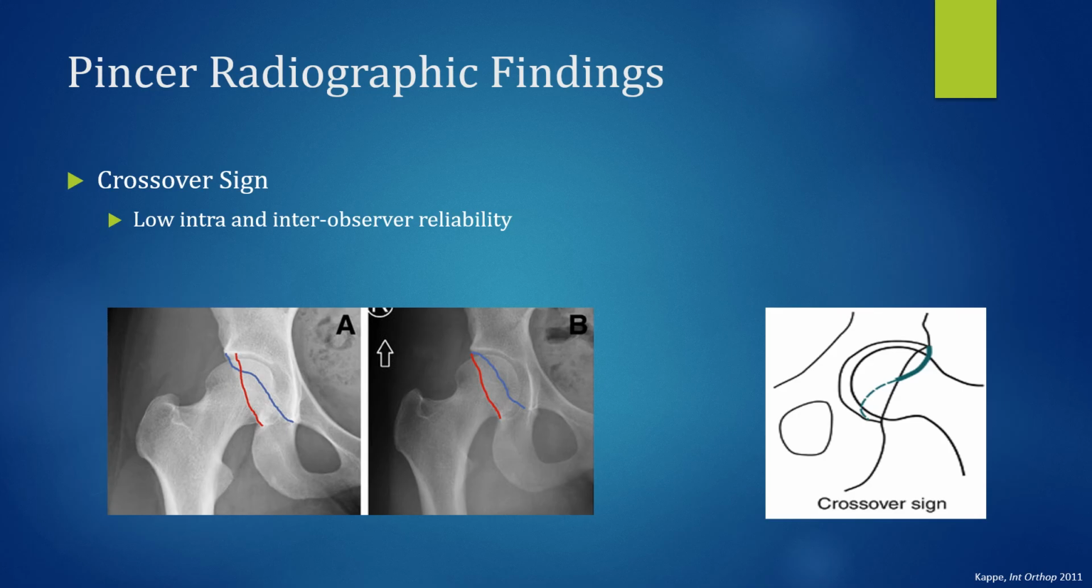This is an example of what the crossover sign looks like on X-ray. In figure B, the acetabulum does not jut out quite as far, and the anterior and posterior walls seem to run in a more parallel fashion. However, in figure A, the acetabulum starts to jut out more laterally, resulting in a crossing over of the anterior wall laterally.